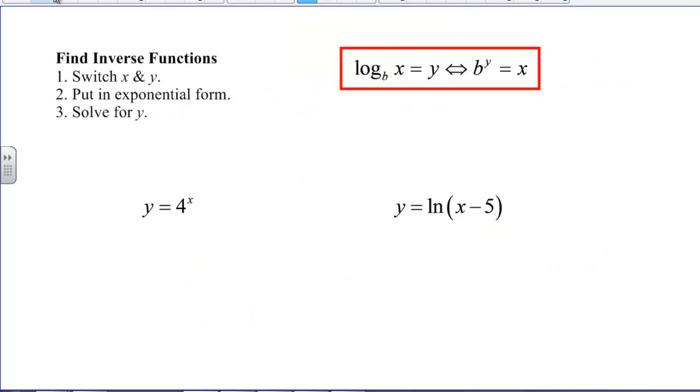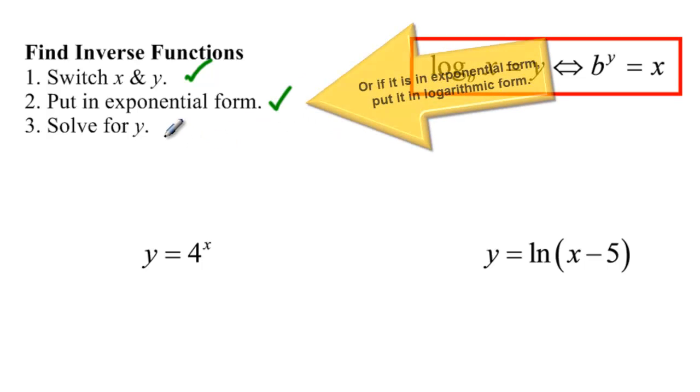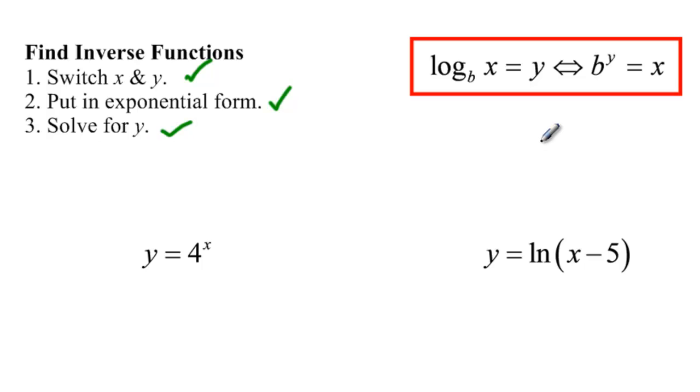And then the last thing that we're going to do is we're going to find inverses. To find inverses, we still switch x and y. That was always our first step before. But then we're going to put it in exponential form and then solve for y. And putting it in exponential form is going to help us solve for y. So again, we have our definition of a logarithm, log base b of x equals y if and only if b to the y equals x, you should be saying that in your sleep.